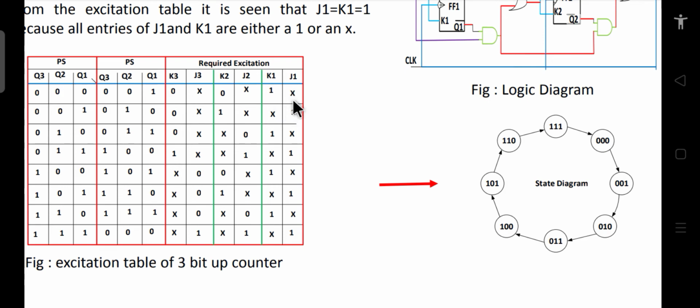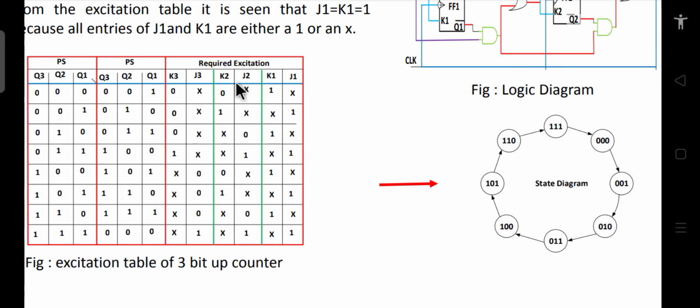So you see, in J1 there is no 0 in this column. Either there is a cross or 1. So if I assume the cross as don't care and pair them together, this whole column, I will get a 1. So J1 should be connected to 1. Similarly for K1, there is no 0 in this column, so we should connect it directly to 1. So J1 and K1 will be connected to 1.